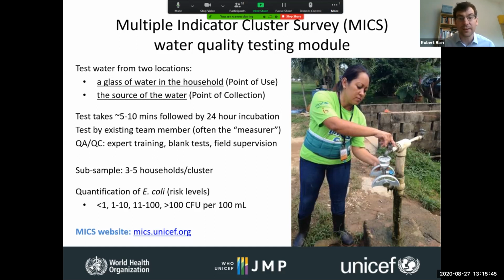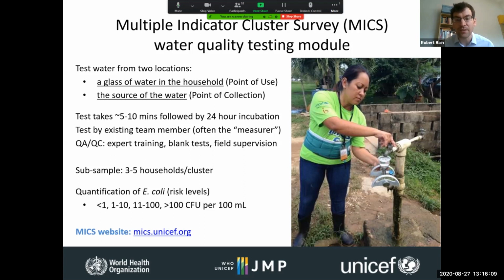And since the household survey collects a lot of other information about households, we can look for patterns and risk factors. The total cost of adding water quality testing in the module is around $2 to $3 per test for the consumables, and around $1,500 per team for the reusable equipment. Though we are looking at ways to reduce those costs, and Esther will talk about that a bit later.